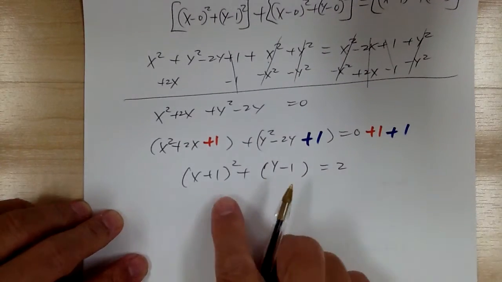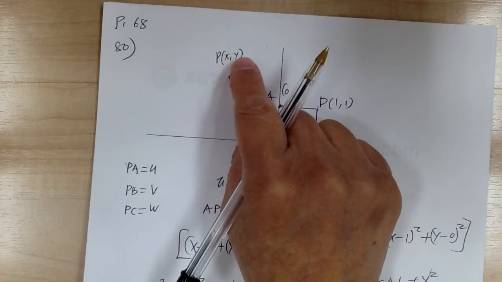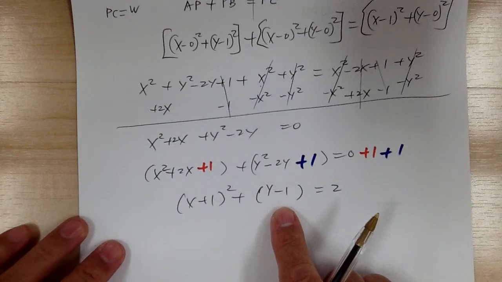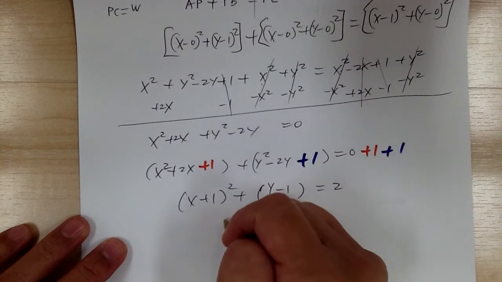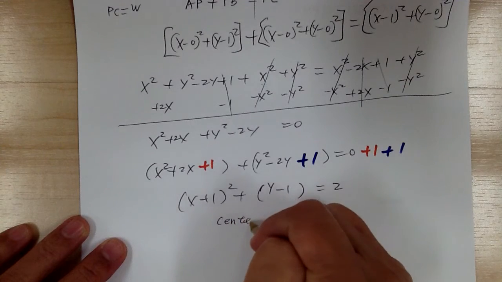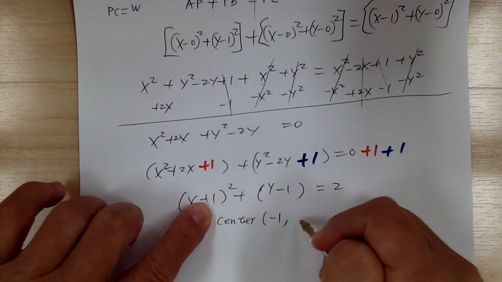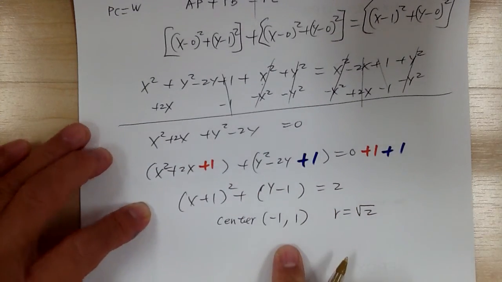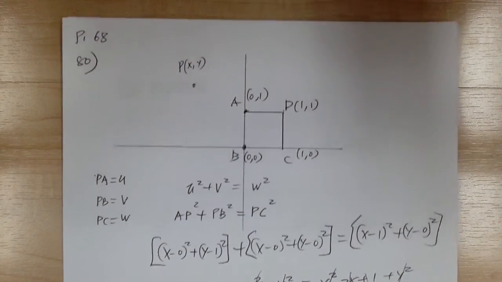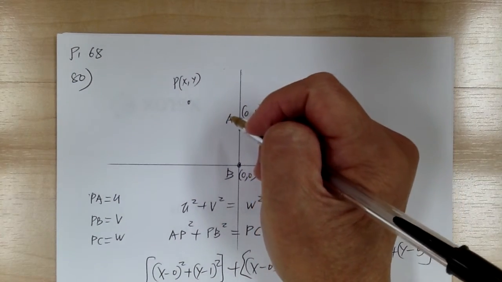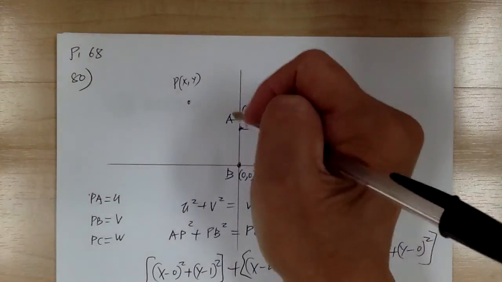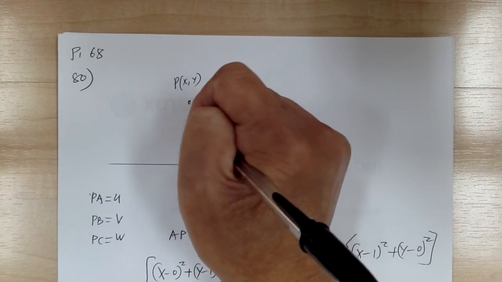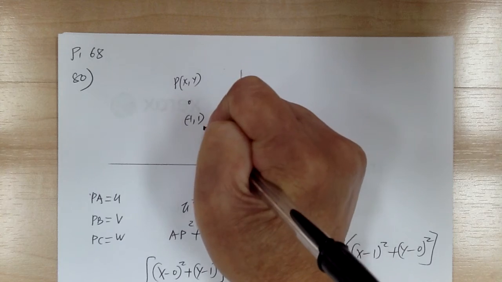So that means the point P, a random point P with the coordinates x, y, is on a circle. It's a circle with center at negative 1, 1, and the radius will be equal to the square root of 2. Okay, so now let's go back to over here. The center is going to be negative 1, 1, so it's going to be right over here. So this is the center of the circle.